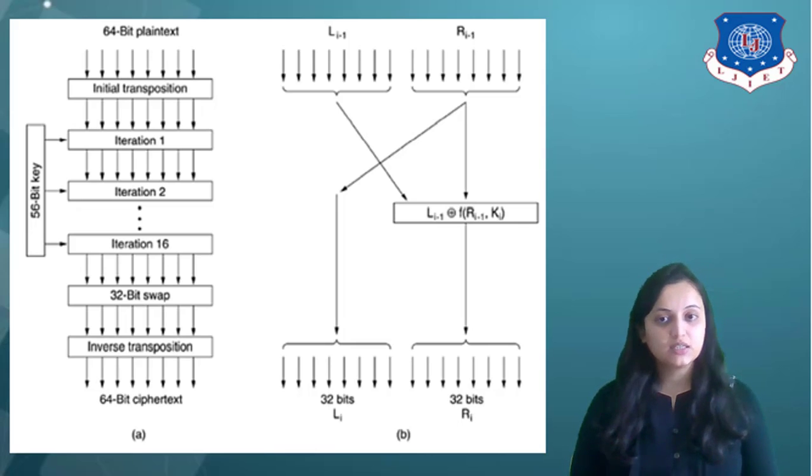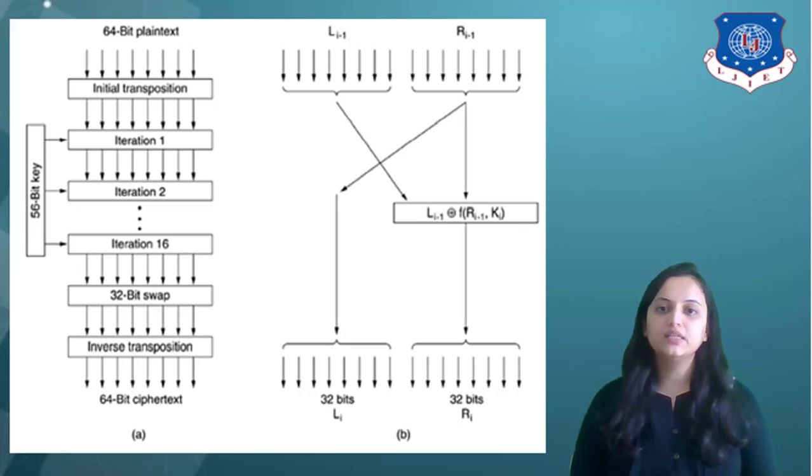The remaining 16 stages are functionally identical but are parameterized by different functions of the key. The algorithm has been designed to allow decryption to be done with the same key as encryption, a property needed in a symmetric key algorithm. These steps are just run in the reverse order. In figure A, the general outline is indicated, and in figure B, the detail of an individual iteration is indicated. Here the circle plus means exclusive OR.